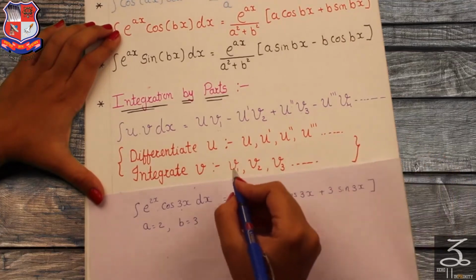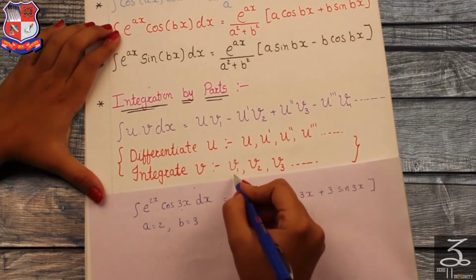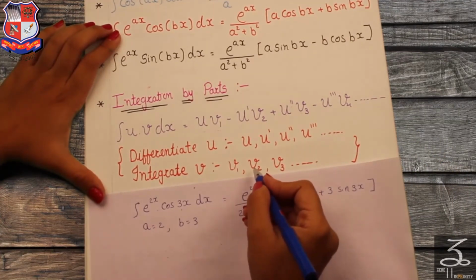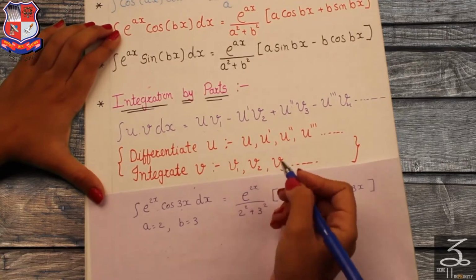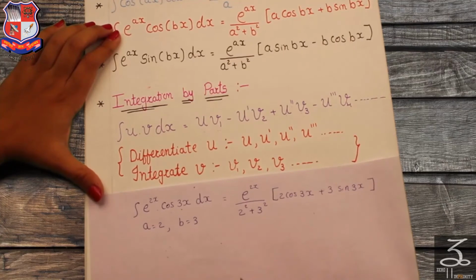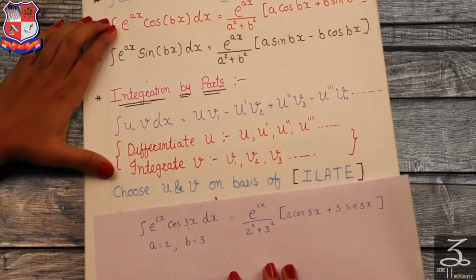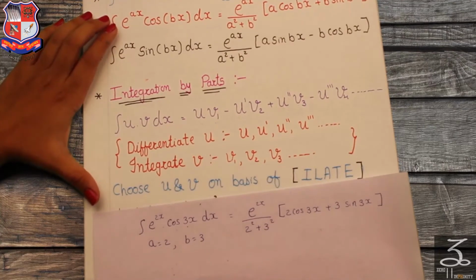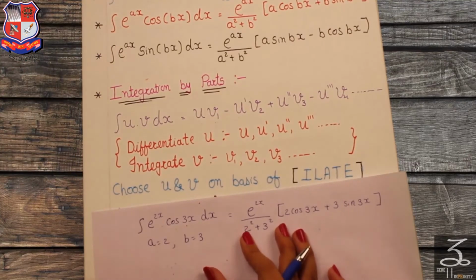Similarly, the integration of v would give v1. The second time integration of that v1 would be v2. The third time integration of that v2 is v3, and so on the process follows. Now the question is, what is u and v? How can you choose what is u and what is v?